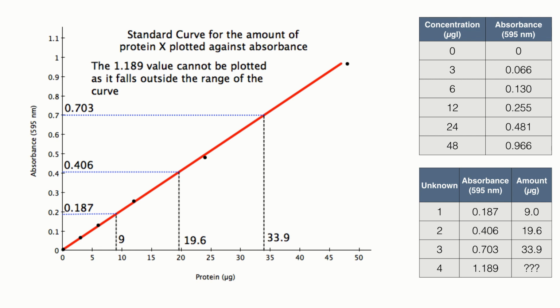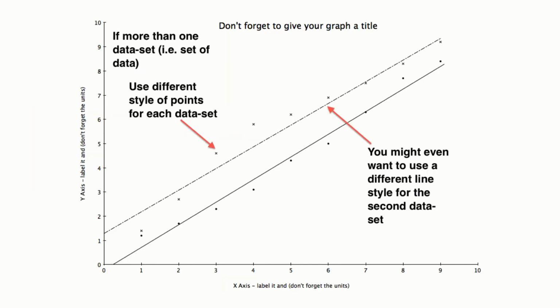Now sometimes you will have to plot more than one set of data on a graph. If you do this, the standard approach is to use different styles of points for the different data sets so they can be distinguished. Sometimes you might even use a different style of line for the line of best fit so that you can see what's going on and which line is what.